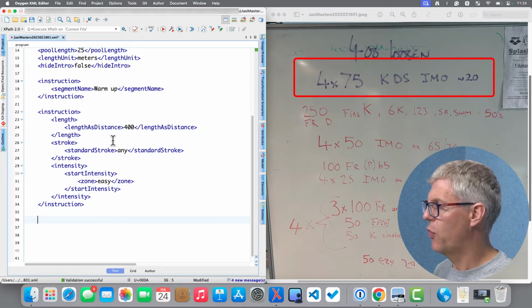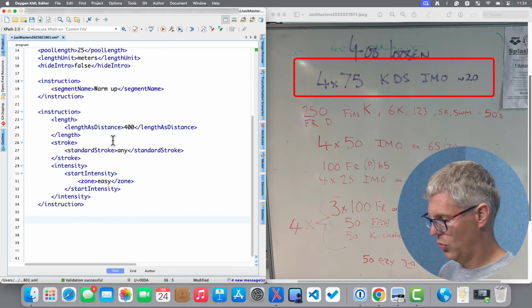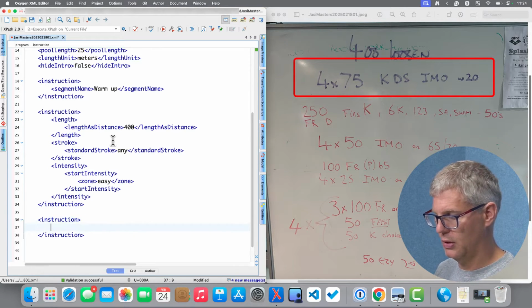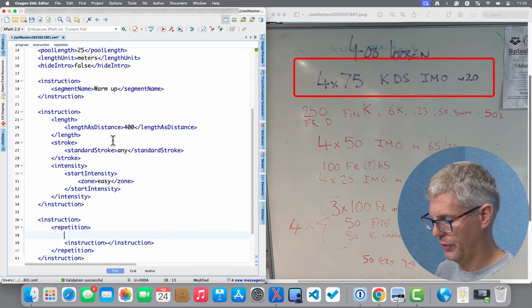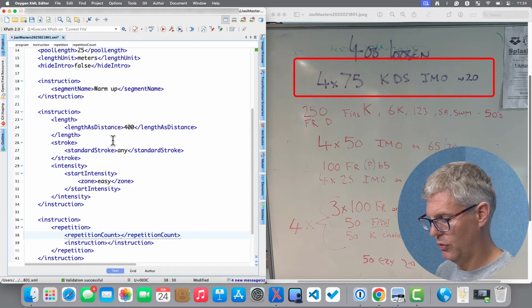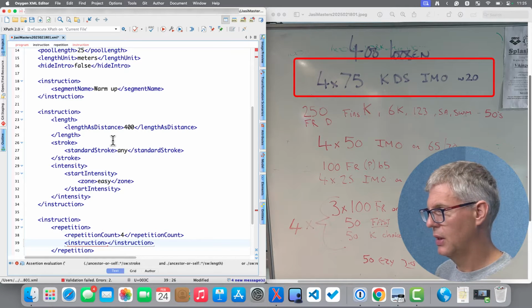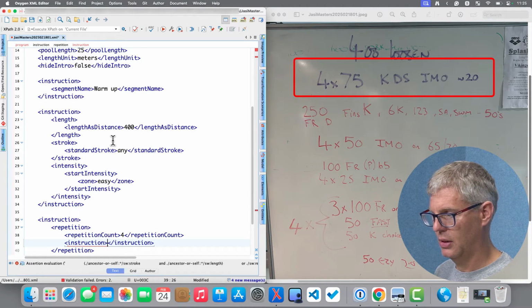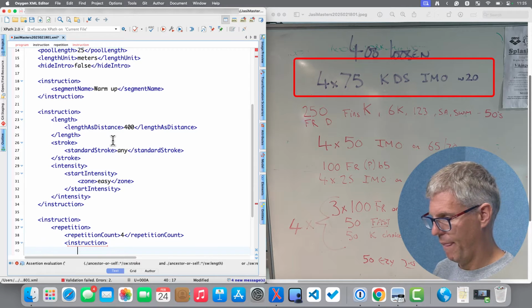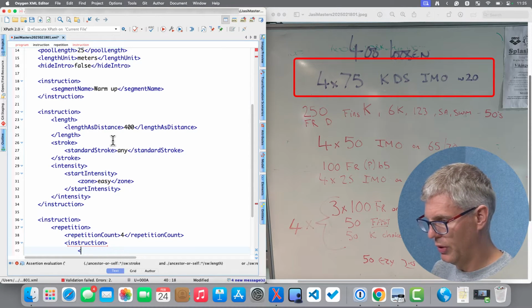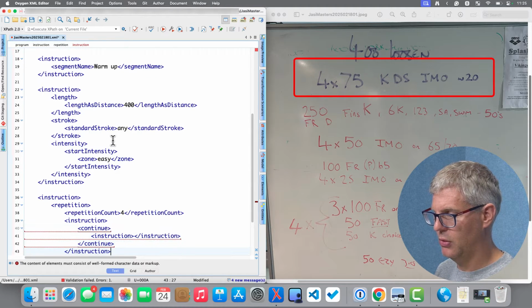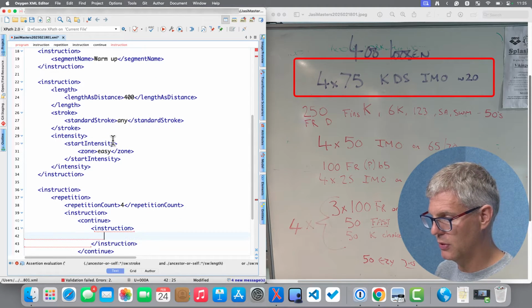Right, next we have 4 times 75s kick, drill, swim, IM order with 20. Right, this is an interesting problem. So we'll start with an instruction, a repetition count, 4 times. And so inside we have a continue, because we swim the 75 continuously.